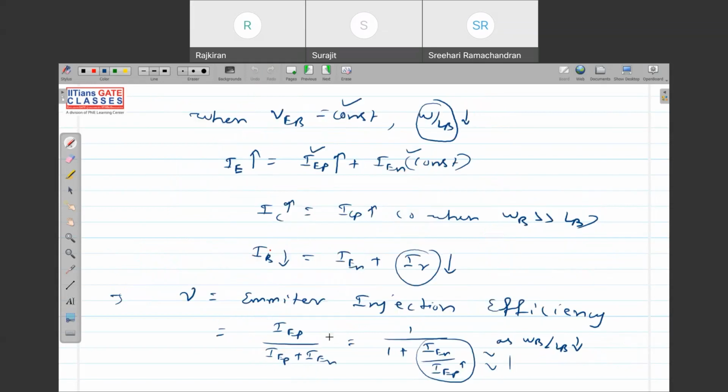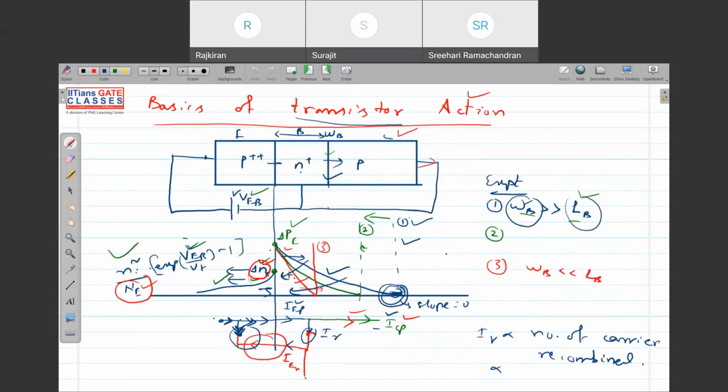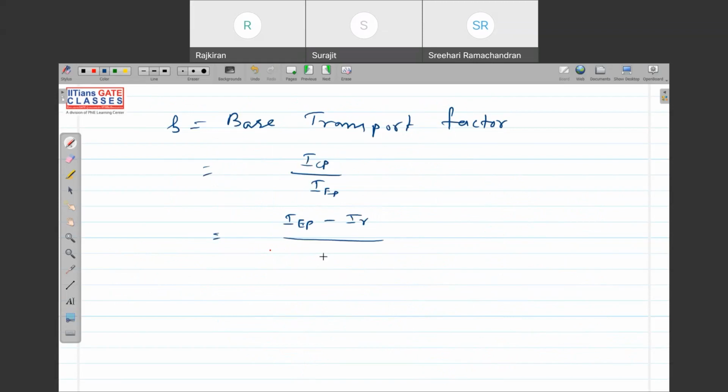Okay, so this is my base transport factor, ICP by IEP. What is ICP? Out of IEP, some current is lost because of recombination. The remaining goes to ICP. So ICP is nothing but IEP minus the recombination current IR, divided by IEP. So it equals 1 minus IR by IEP. As we go on decreasing the base width WB by LB, what is happening to IR? Tell me, sir. If I go on decreasing, what is happening to IEP?